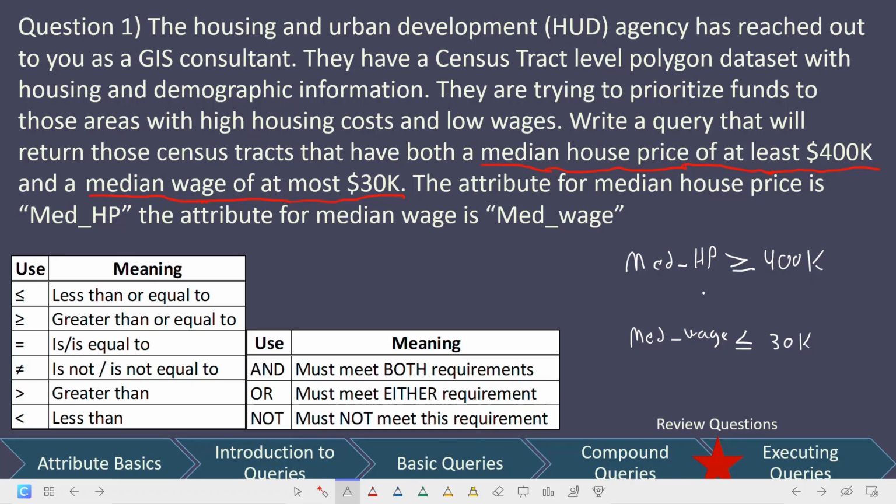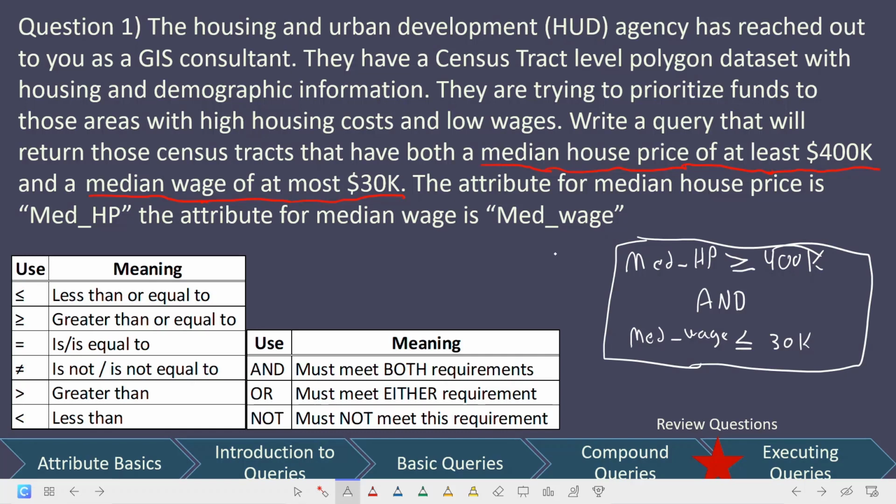And because we have this "and" here, we know that we need to satisfy both of these criteria. So we would use the connector "and". So we need to find the census tracts that have a median housing price greater than or equal to 400,000, and a median wage of less than 30,000. So this would be the compound query here.